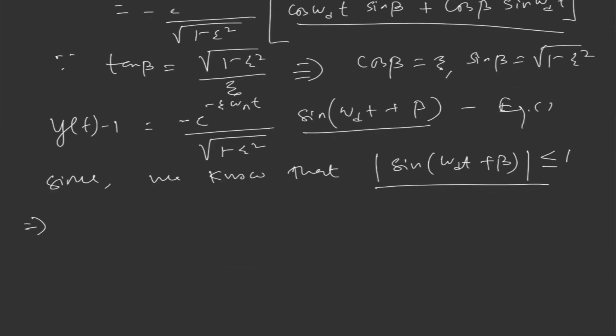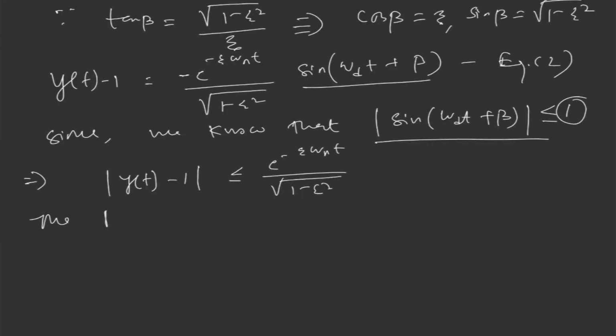If you use this condition in equation number 2, we can write the magnitude of y t minus 1 is less than or equal to e to the power minus zeta omega n t divided by root of 1 minus zeta squared, because the magnitude of the sine term is less than or equal to 1, so only the first term will be there, and hence we can write the percentage deviation from the final value.